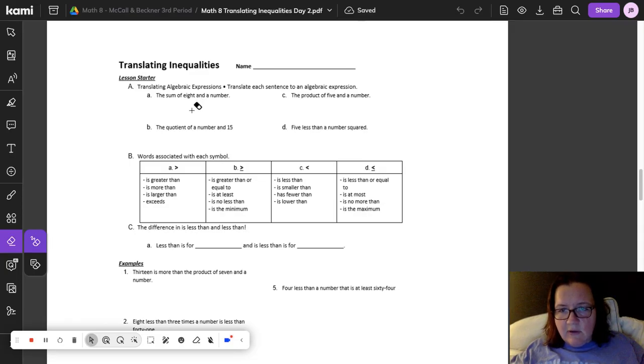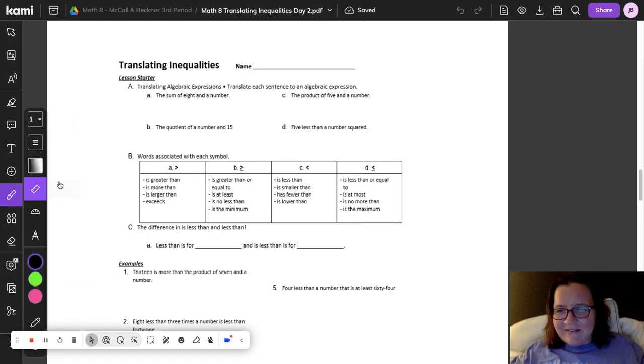Should let me draw on here. Oh, I've got the eraser on. Hold on. All right. So we're going to put a sum, which is a plus. And we've got the sum of 8 and a number. So this is what our expression would look like: 8 plus n, the sum of 8 and a number.